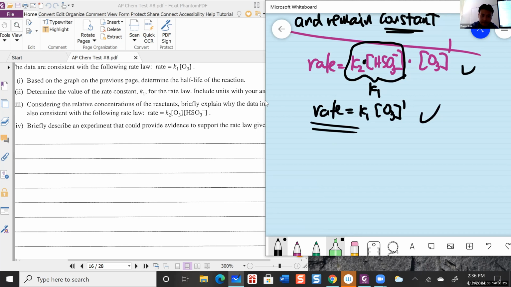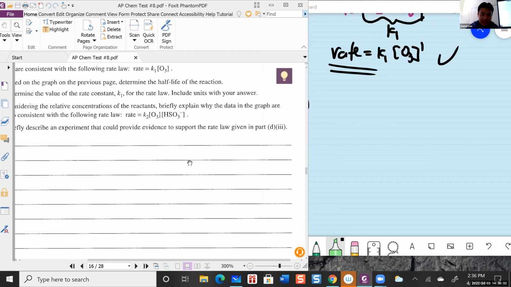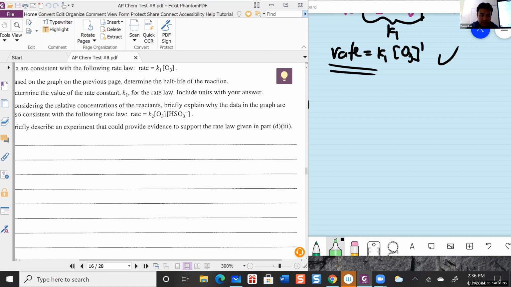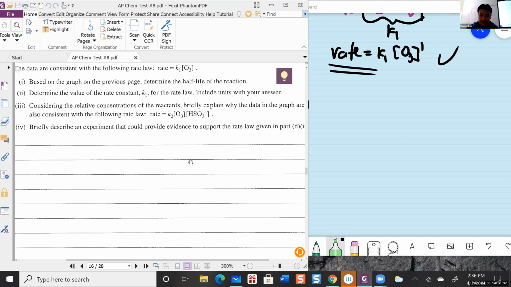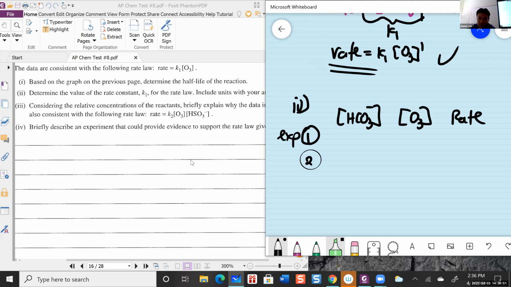So the last part, part 4. Okay, what is part 4? Describe an experimental procedure that could provide evidence to support the rate law in D3. So that is first order, right? So this procedure will be like this. Remember, we have actually seen questions like this where you do different trials, trial 1, trial 2, or experiment 1, experiment 2, and experiment 3, right?